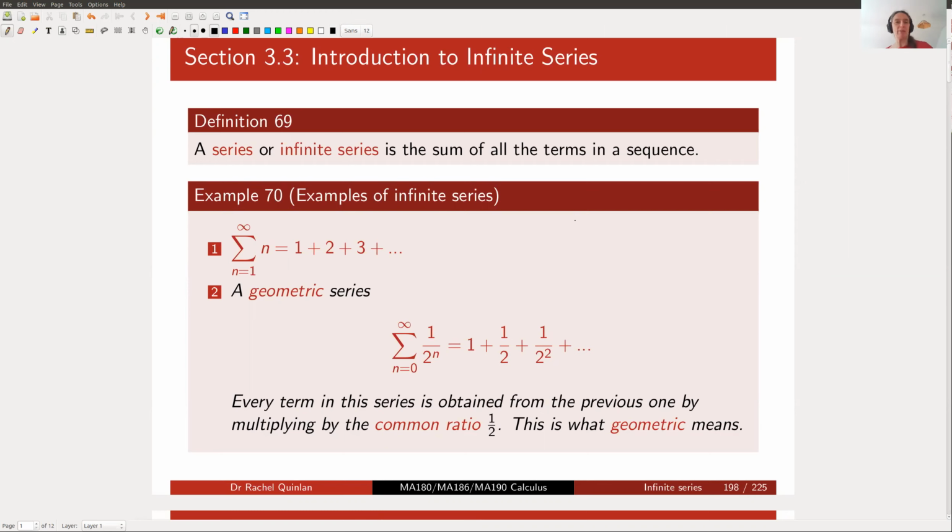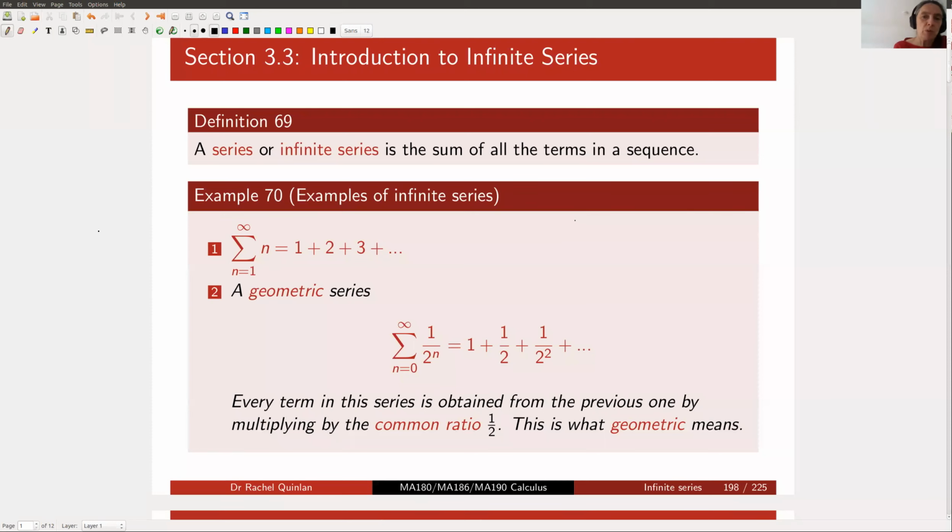So section 3.3. A series or an infinite series basically is the sum of all the terms in a sequence. So when you look at a series, you're not just talking about a list of terms, you're talking about trying to somehow add up all those terms. So here are a couple of examples. There are two things here. One is the concept of an infinite series, and the other one is the notation that accompanies it.